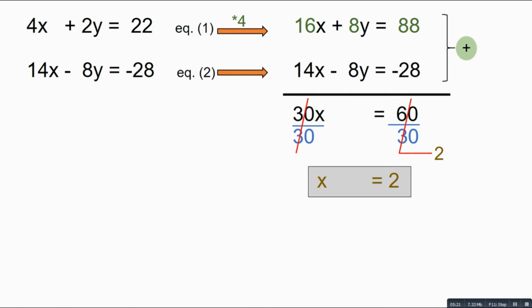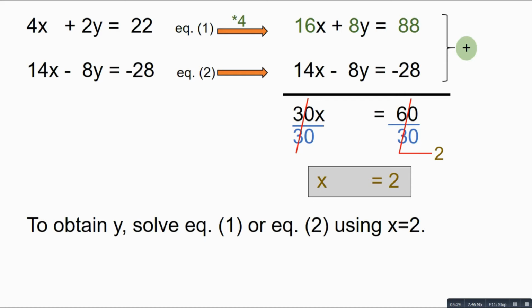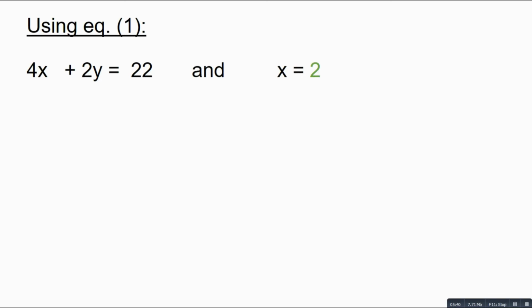So how can we get the value of the variable y? To obtain y, what you could do is solve either equation 1 or equation 2 using x equal to 2. In this example, I'm going to use equation 1. Equation 1 states that 4x plus 2y is equal to 22. And we now know x is equal to 2. So if I substitute x equal to 2 in that equation, we get 4 times 2 plus 2y is equal to 22. So this equation is only a function of y.